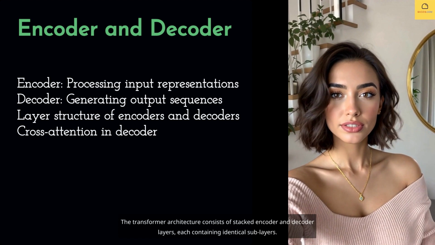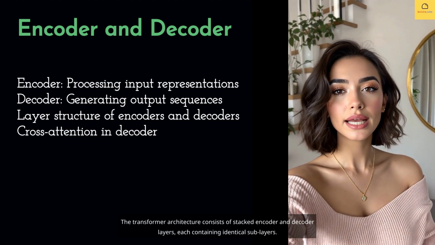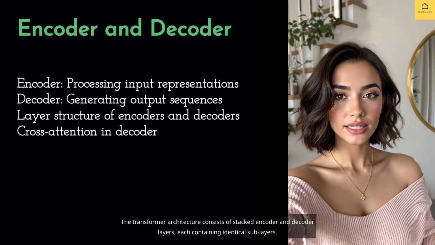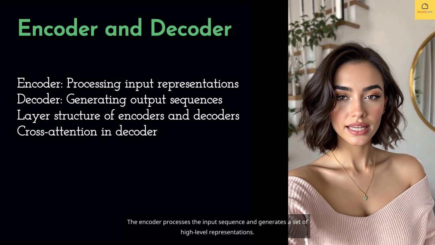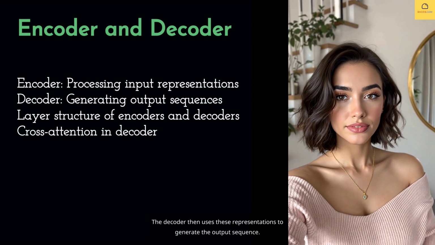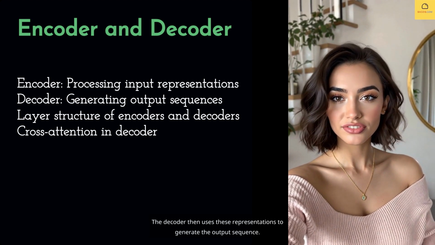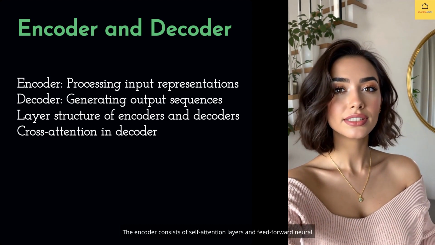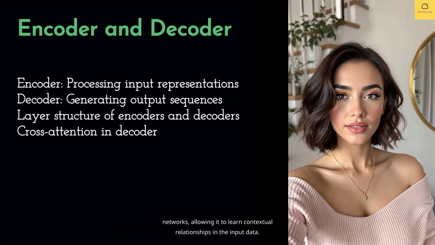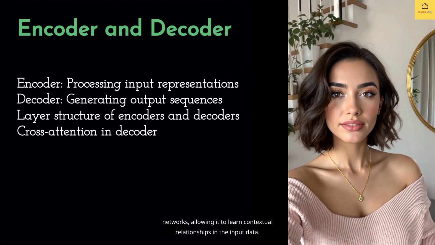The transformer architecture consists of stacked encoder and decoder layers, each containing identical sublayers. The encoder processes the input sequence and generates a set of high-level representations. The decoder then uses these representations to generate the output sequence. The encoder consists of self-attention layers and feed-forward neural networks, allowing it to learn contextual relationships in the input data.